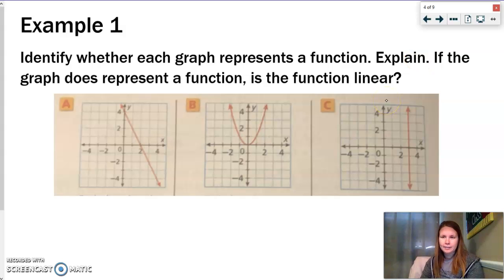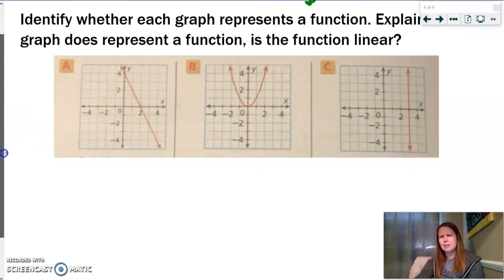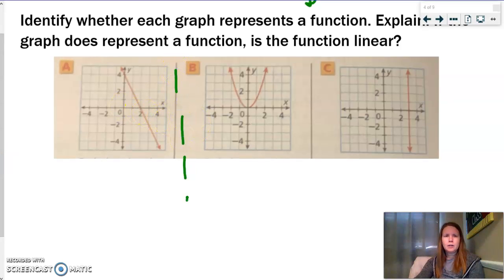So let's go ahead and talk about the first example. Identify whether each graph represents a function. Explain if the graph does represent a function, is the function linear? We talked about graphs prior and understanding if a graph is a function. Remember, there's a thing called a vertical line test. This vertical line test will tell me if it's a function, but it doesn't necessarily tell me if it's linear.